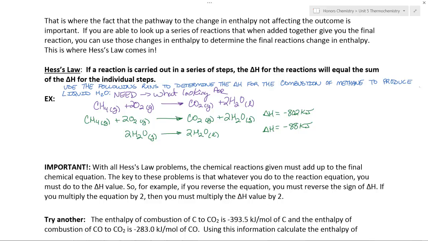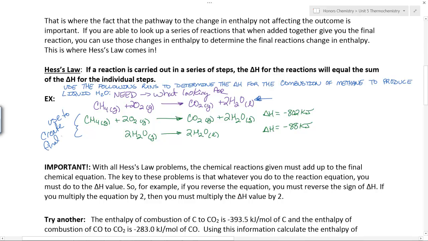So we're going to use the following reactions to determine the delta H for the combustion of methane to produce liquid water. One of the first things you need is to know what we are actually looking for. In this case, we are looking for this equation right here: CH4 gas plus 2O2 gas gives us CO2 gas and 2H2O liquid. Now you may be thinking, well, what's the big deal? We've been doing methane combustions for a while, but this one is different because it's looking for the liquid form, not the gaseous form. So the next thing you're going to see is we have two other different equations here, and both of these are written in green. So these two are what we're going to use to ultimately create our final equation that we're looking for.